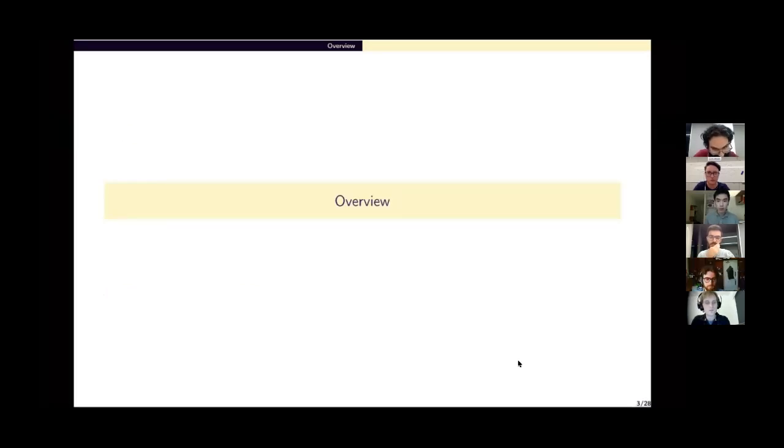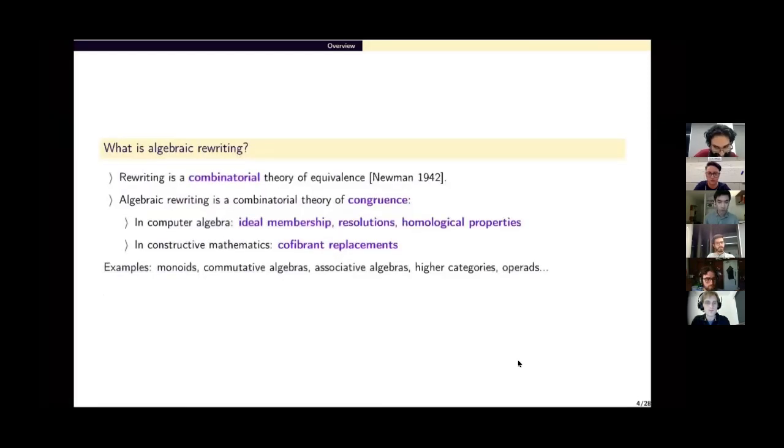So this work takes place in the context of algebraic rewriting. What is algebraic rewriting? First, rewriting can be seen as a combinatorial theory of equivalence. This is a notion introduced by, or presented by, Newman in 1942. The idea is that instead of saying that two objects are equivalent, we say that we can rewrite one into the other. So we orient the relation. And this gives us paths of rewriting steps, for example.